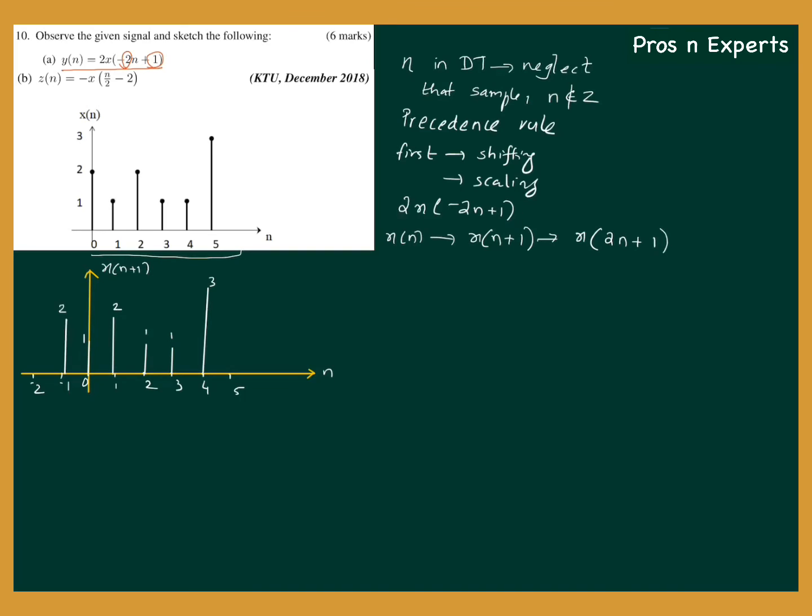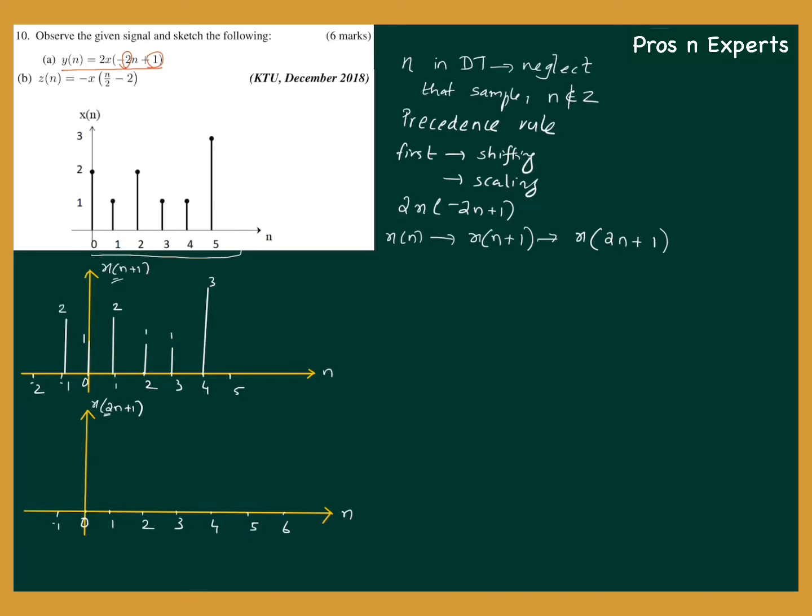Let me remind you, if you are well experienced in doing the problems, you can directly find out x of minus 2n plus 1. But for the time being, let me make it simpler by finding x of 2n plus 1. So what is x of 2n plus 1? This is x of n plus 1 scaled by 2. So I'm going to draw x of 2n plus 1. It is the scaled version, right? We are scaling by 2, so the signal should be compressed.